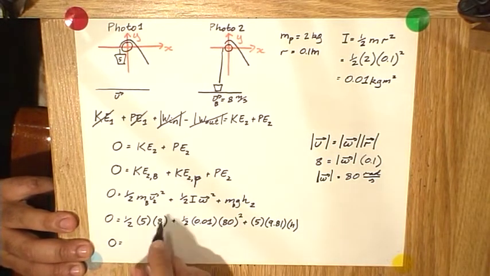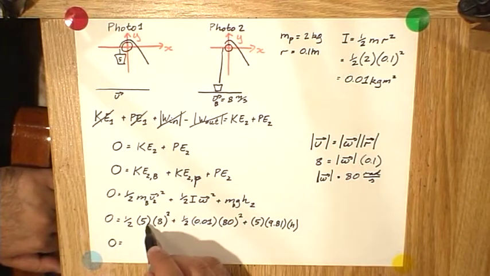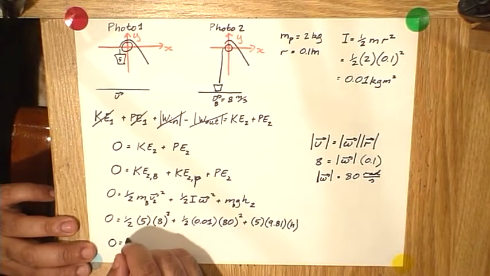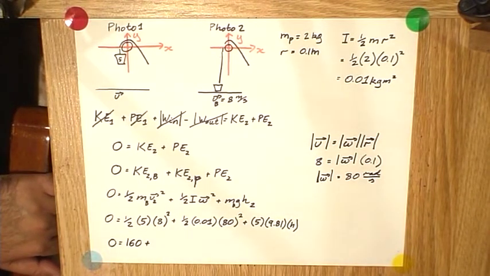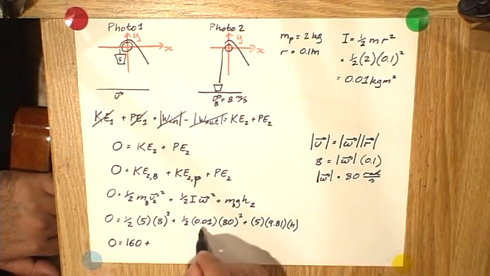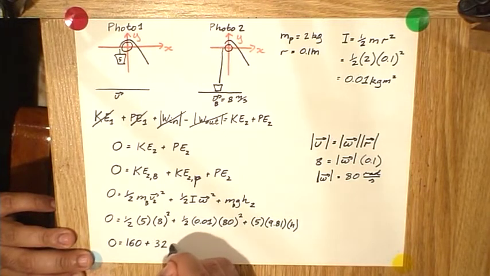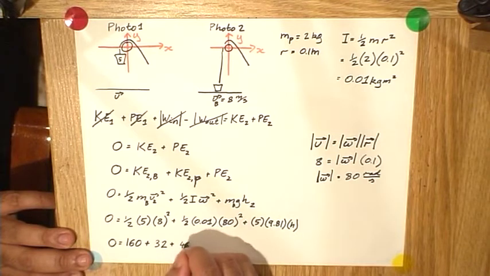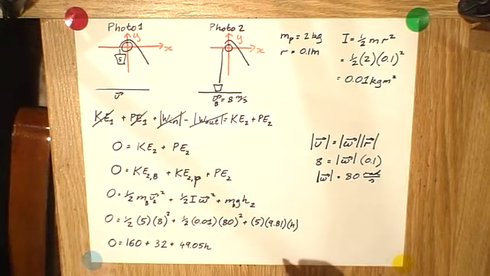All right, 5 times 8 squared. 8 squared is 64. 5 times 64 gives us 320. Times 1/2 is going to give us 160. Plus, 80 squared is 6400. Multiplied by 0.01, that gives us 64. Half of that is 32. Plus, 5 times 9.81 times h, that's going to be 49.05 h. And now it's very simple to solve for what h is.